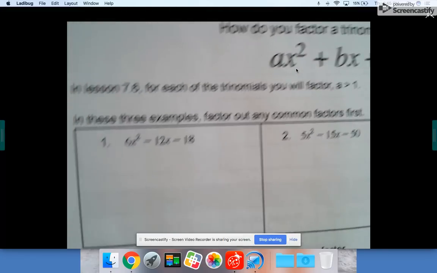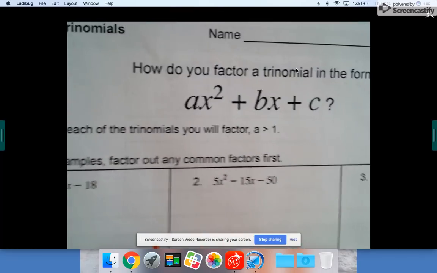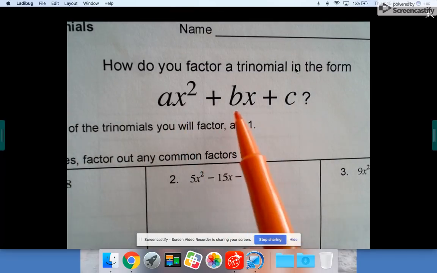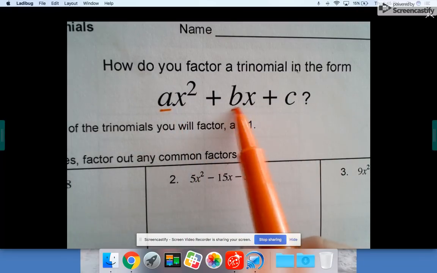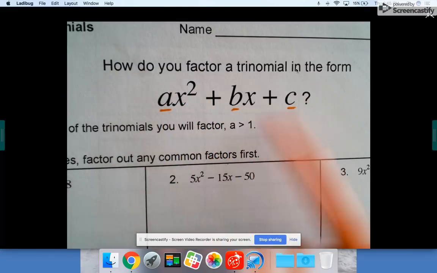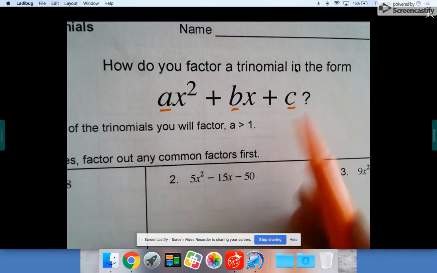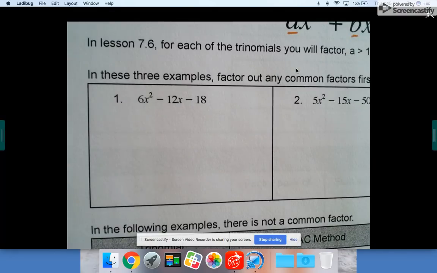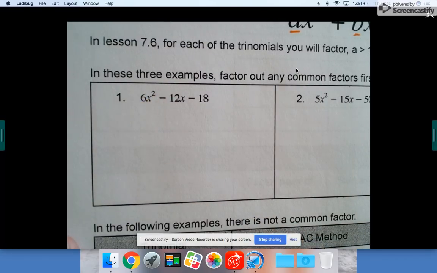Okay, you guys should have this worksheet in front of you for notes for 7.6. All of these problems are set up ax squared plus bx plus c. So when I refer to term a or b or c, I mean the a is the one that's in front of the x squared. This is standard form. The b is the one that's in front of the x, and the c is the constant.